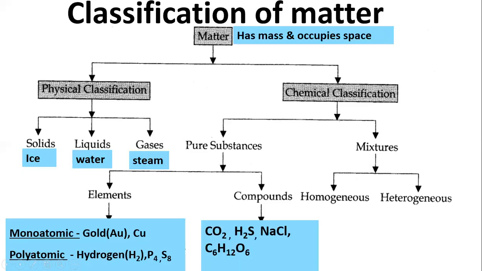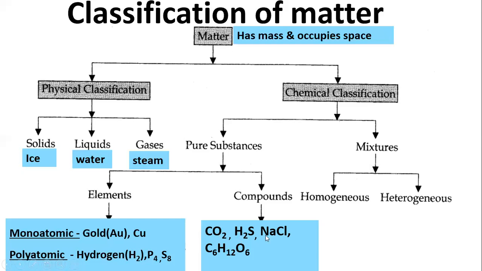And next comes compounds. Compounds means it is made up of a molecule which contains two or more atoms of different elements. See, two or more atoms of different elements. The first example is carbon dioxide. In this, carbon is one element and oxygen is another element which combine to form carbon dioxide. They both are different and now they form one compound. That is said to be a compound.